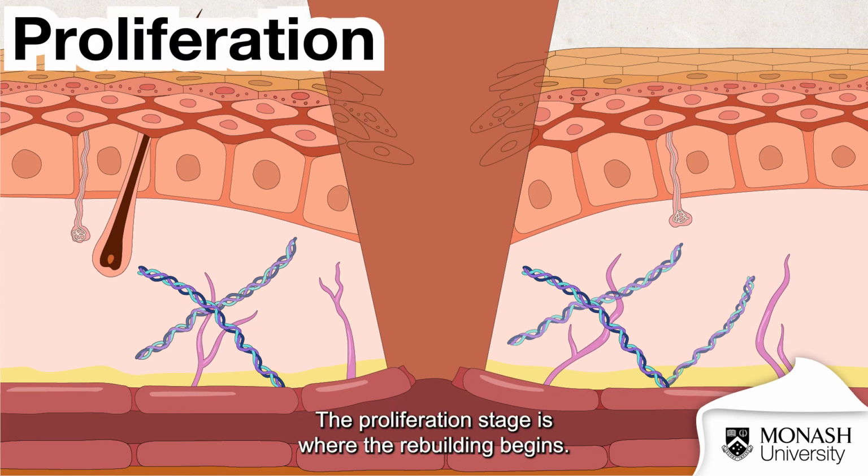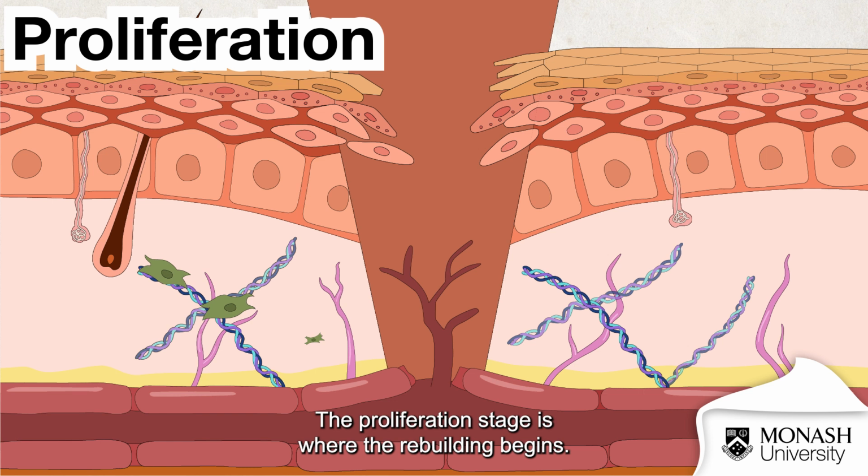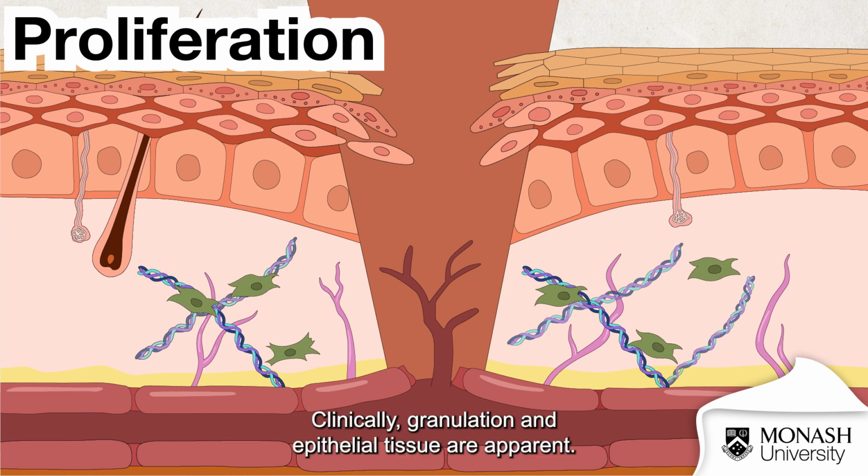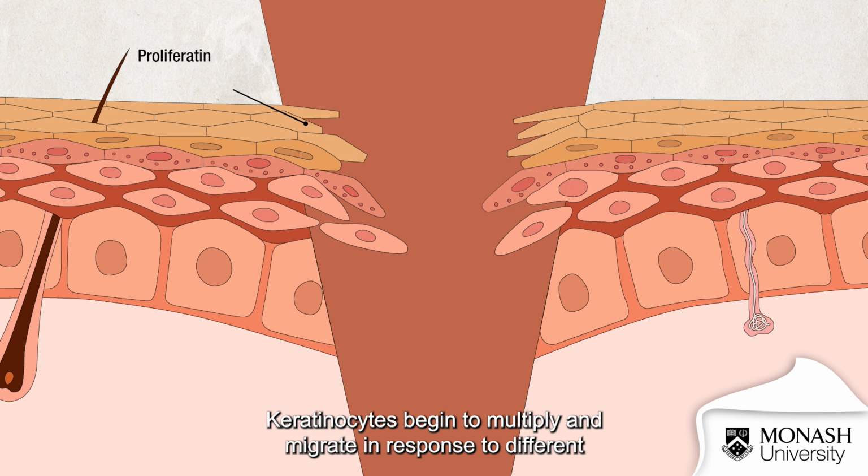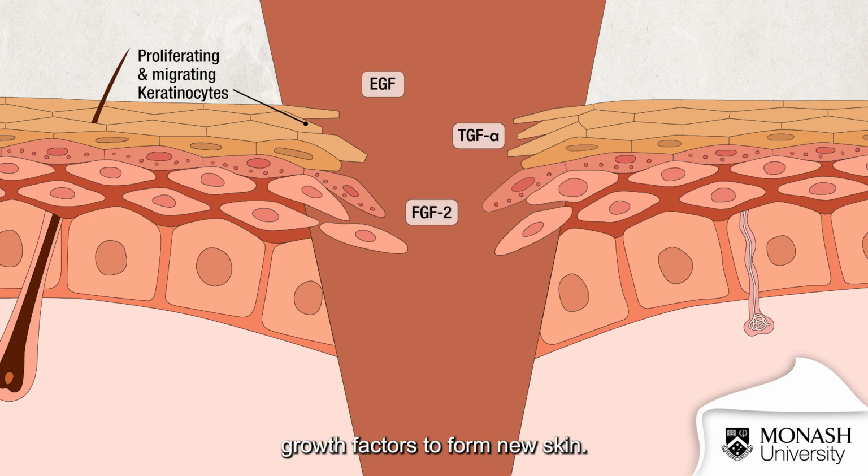The proliferation stage is where the rebuilding begins. Clinically, granulation and epithelial tissue are apparent. Keratinocytes begin to multiply and migrate in response to different growth factors to form new skin.